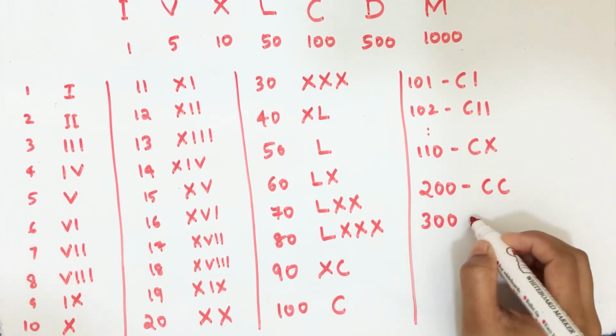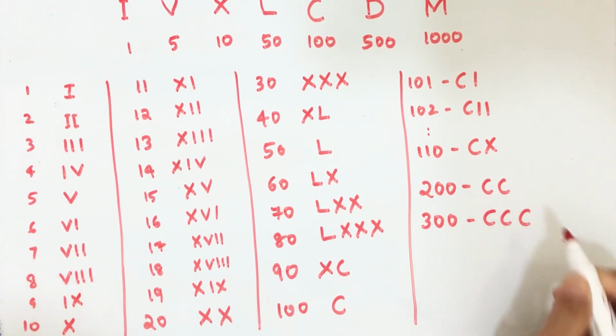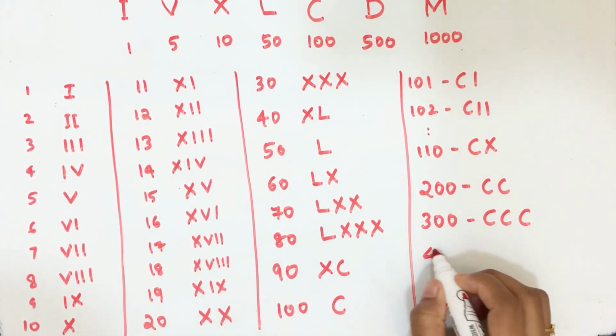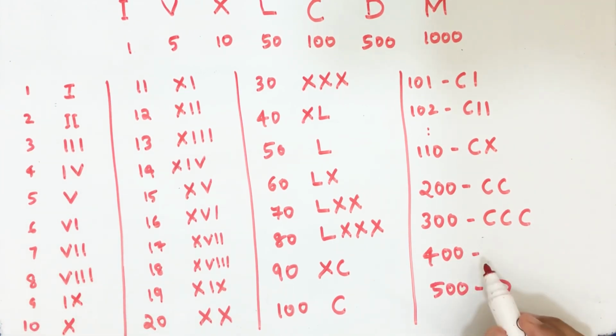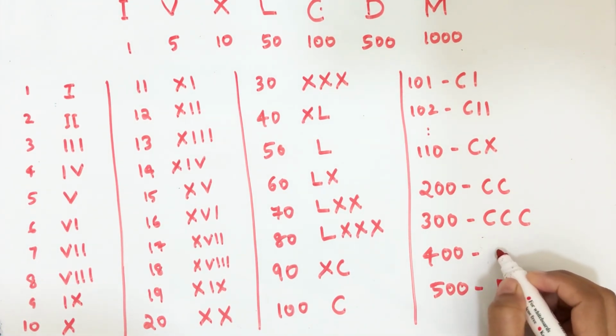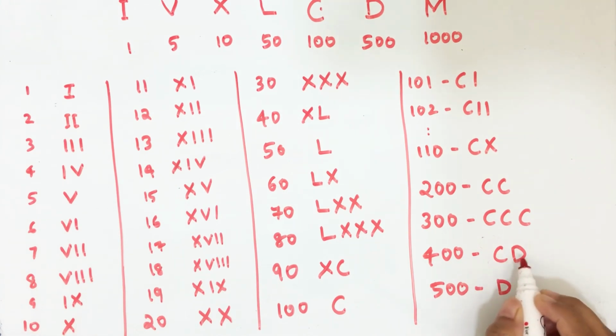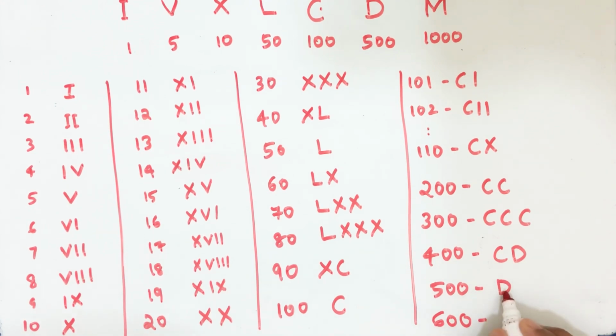300 is C. And 400. We know 500 is equal to D. So 400 is 500 minus 100. So 100 is C and 500 is D. So to the left of D, C. So 400 is CD. Like that 600 is equal to 500 plus 100. 500 is D and 100 is C. So C to the right of D. This is 600.